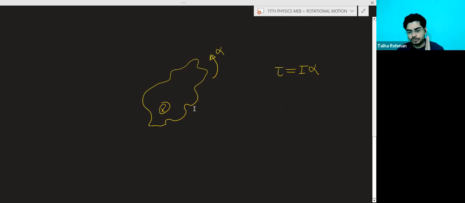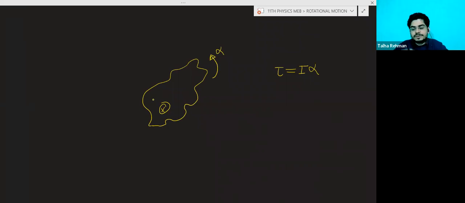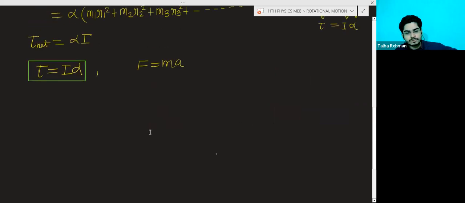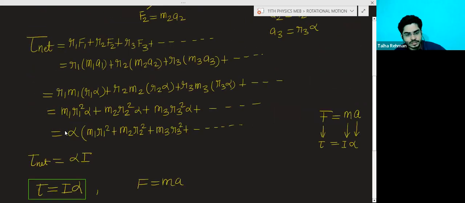I can say that there can be an infinite number of axes that can pass through this body. Suppose this is the axis. If you are writing this expression for this axis, then the expression will change. About this axis, the moment of inertia will change, alpha will change. So remember this point. Now we will do some questions on this concept.